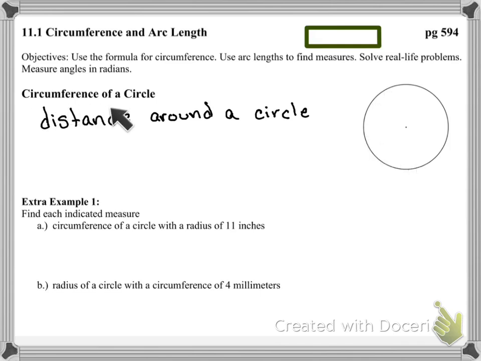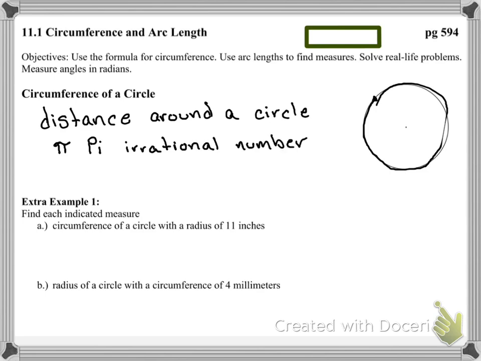So the circumference of a circle is the distance all the way around. So to find the distance all the way around a circle, like if I was to start right here and measure all the way around the circle, that distance is actually a multiple of the number pi. The symbol looks like this, pi. It is an irrational number, which means it never, ever ends. We approximate it with approximately 3.14.